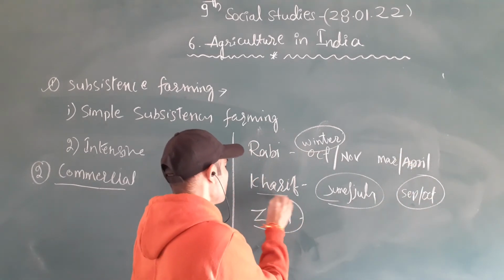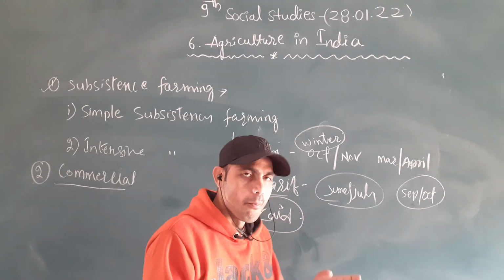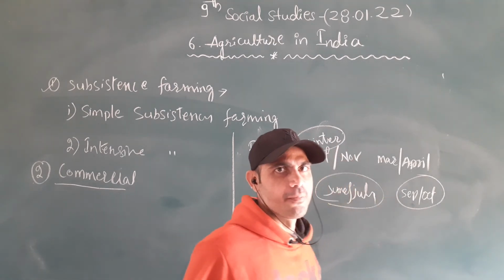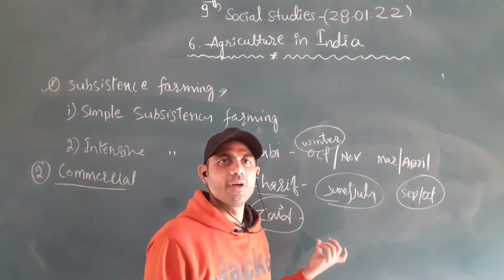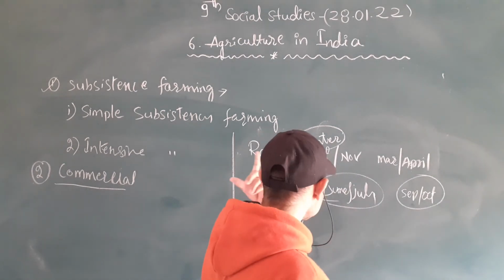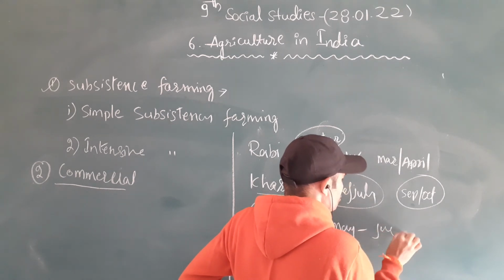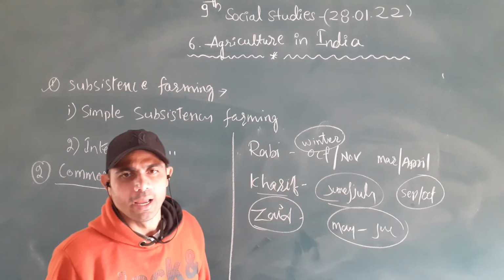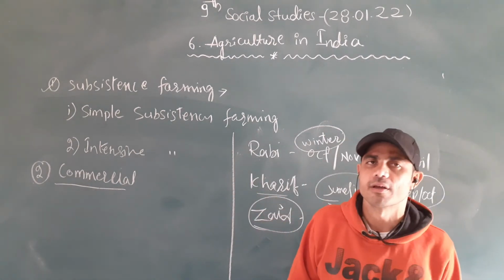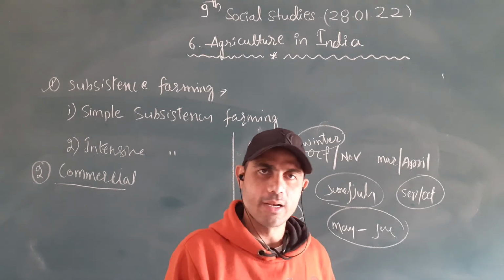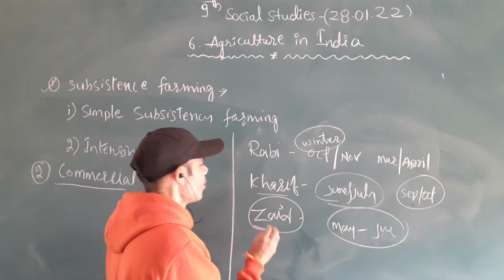When it comes to Zaid, it's called the summer season. Between the Rabi and the Kharif, one season will be there, that is Zaid, right? We call this the summer season, and it starts in May, June. In this season, we can easily cultivate crops like watermelon and cucumber, right? All these things we can cultivate.